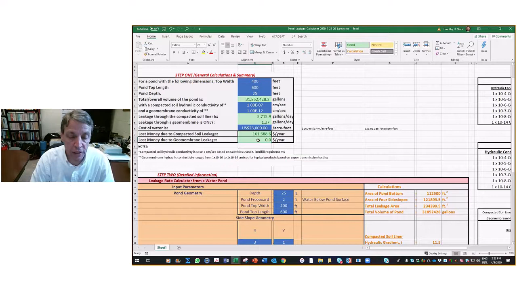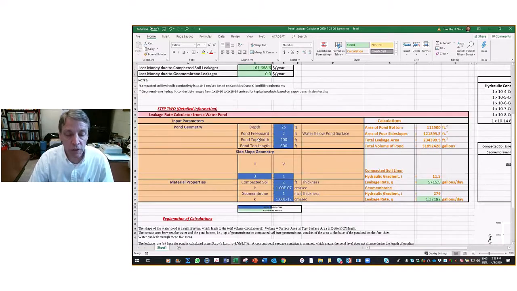Notice the leakage is so small with the geomembrane, there's no lost money due to leakage through the geomembrane per year, which is important because the cost of water in this particular example is $25,000. So step 2 is where detailed information about the containment area can be entered.